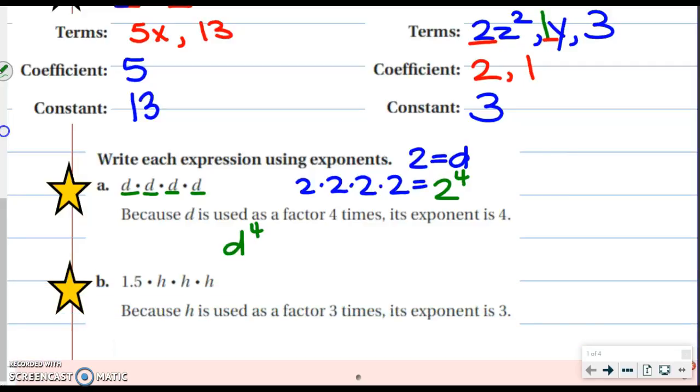Here I have another example. 1.5 times h times h times h. I know that h is being used as a factor 3 times. So the exponent is going to be 3. And I'm going to multiply that still by 1.5. Now remember, the exponent is being applied to the variable, not to the 1.5, so I can't simplify this expression anymore.